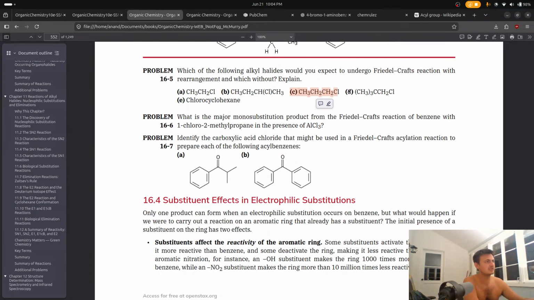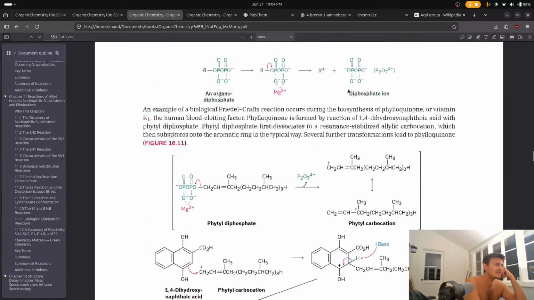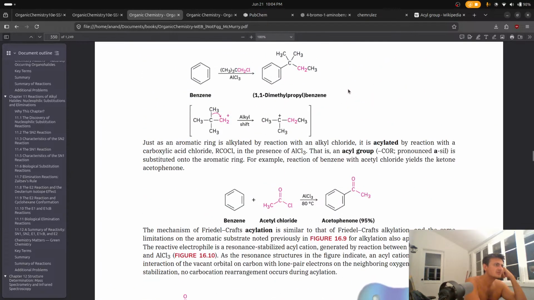Identify the carboxylic acid chloride that might be used in a Friedel-Crafts acylation to prepare the carboxylic acid chloride? What? Wait, it didn't say anything about carboxylic acids.